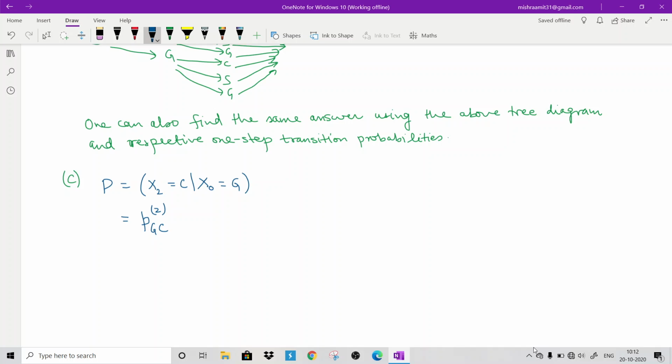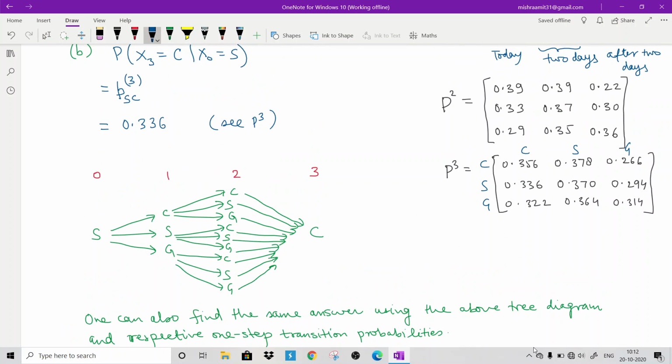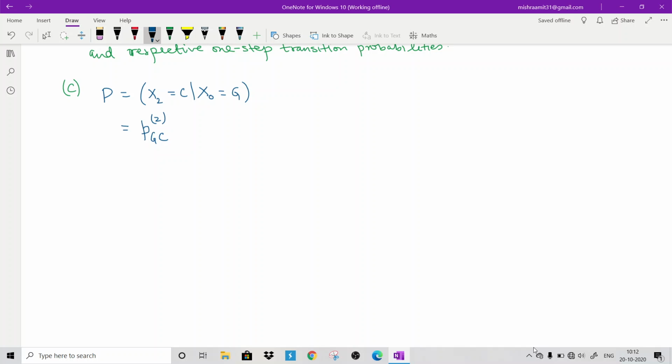So we have already seen what P square is. We have seen that P square is here. So this is your C, this is your S, this is your G, this is C, this is S, this is G. So what we need is G to C, G to C in two steps. That means probability 0.29. The answer is 0.29. So this is from P square.